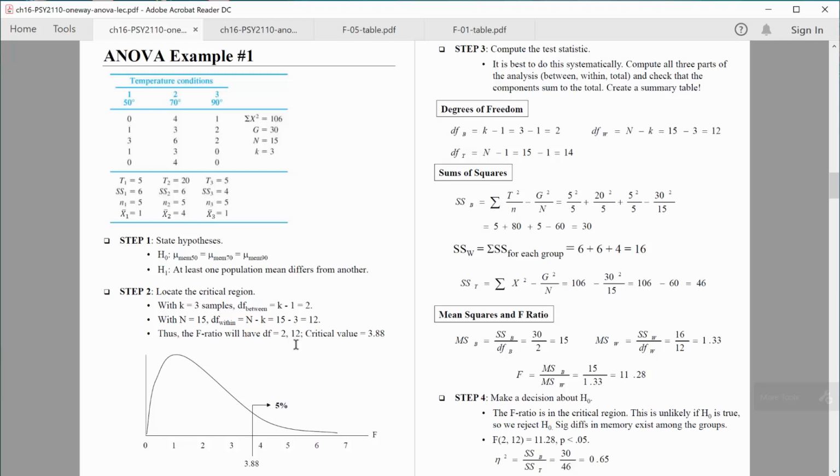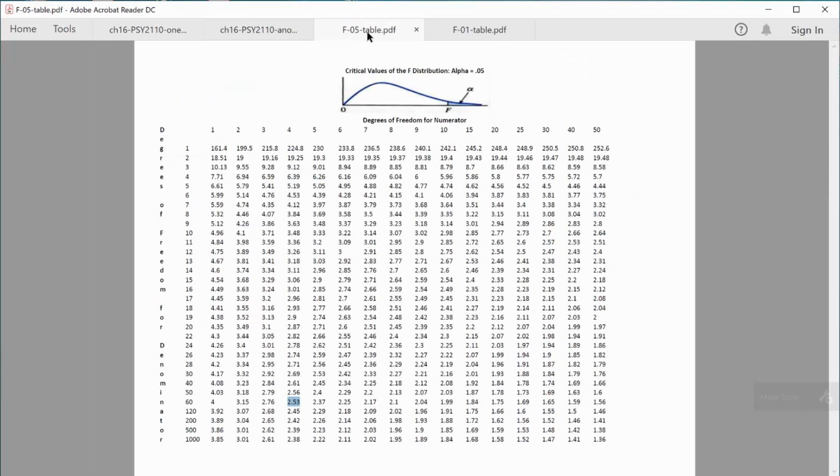All right, we're using an alpha of 0.05. So I'm going to find my F table based on an alpha of 0.05. It says right here, critical values for the F distribution alpha equals 0.05. You have access to this table. We have 2 and 12 degrees of freedom.